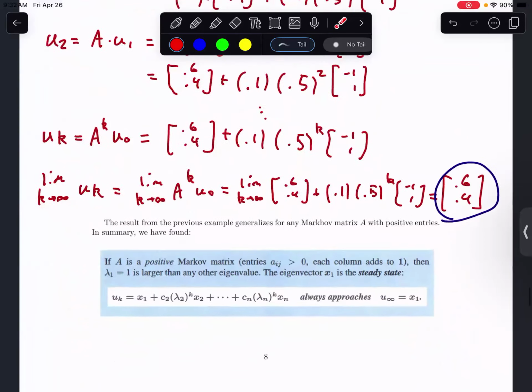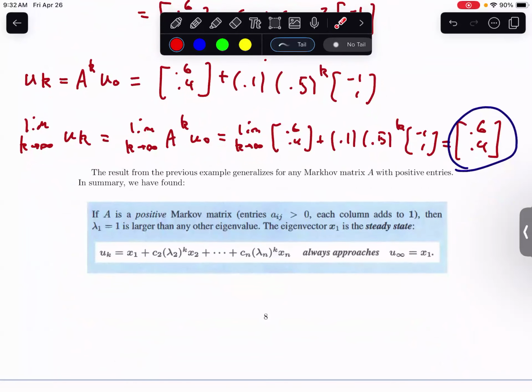Okay, and so this is the main theorem of this content. The result from the previous example generalizes for any Markov matrix A, assuming that A has positive entries. So we found that if A is a positive Markov matrix, so the entries are all going to be positive and each column adds to 1, then lambda equal to 1 is the largest eigenvalue, and the eigenvector x1 is the steady state.